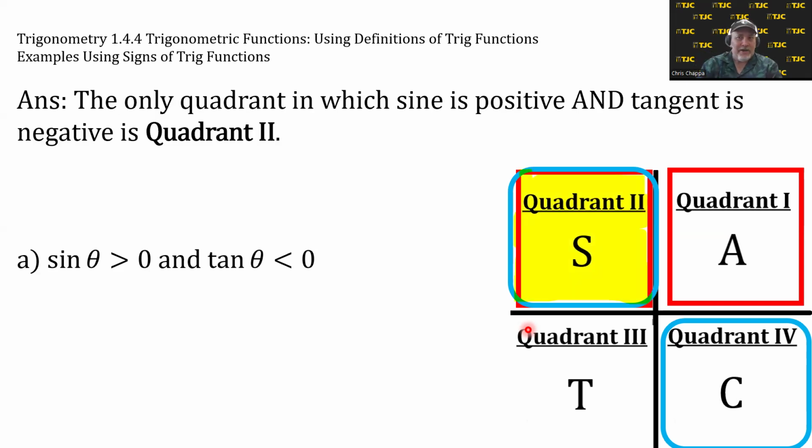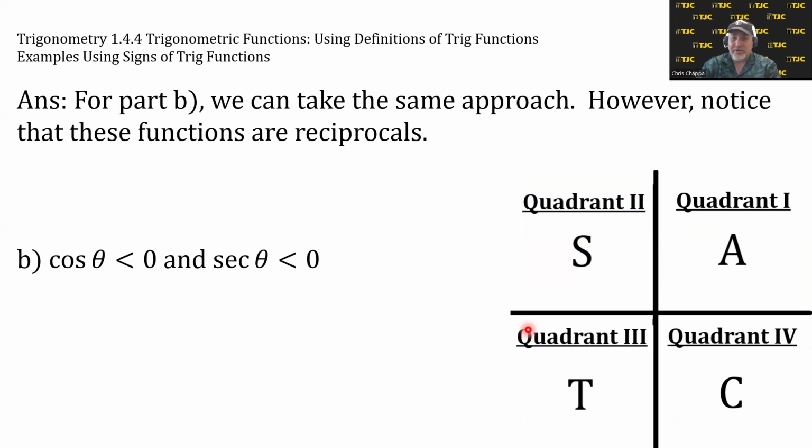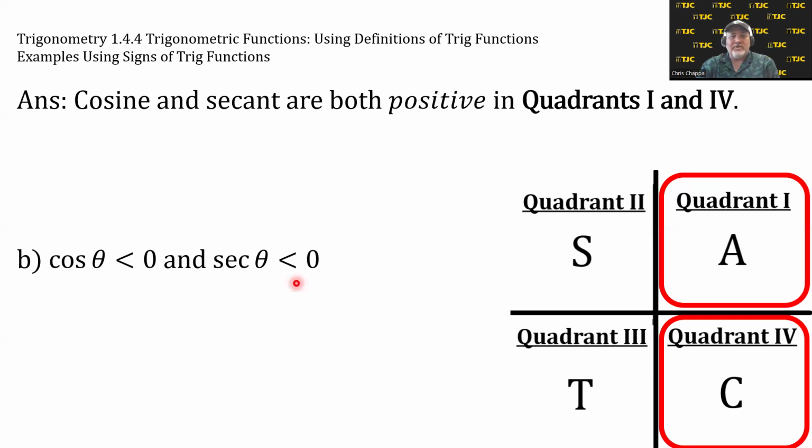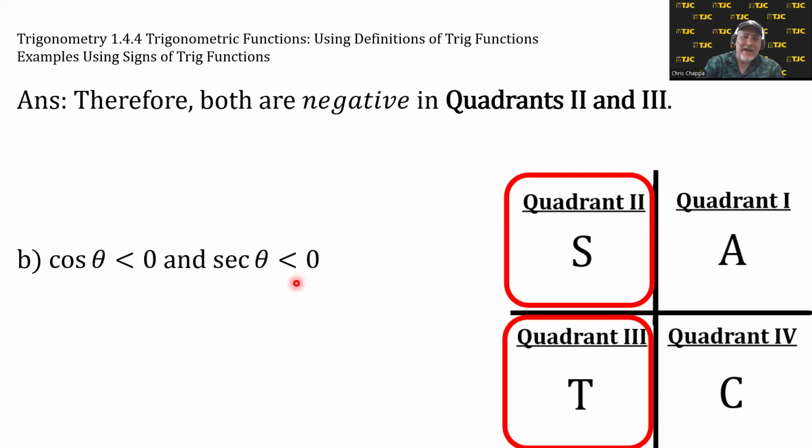So one inequality narrows it down to 2 quadrants, and then we can use the second inequality to select the desired quadrant, usually. For part B, we could take the same approach, but notice that cosine and secant are reciprocals. That means they always have the same sign, so we only need to focus on where cosine is negative. Well, cosine and secant are both positive in quadrants 1 and 4, which means that they are negative in quadrants 2 and 3. So cosine is negative and secant is negative in both quadrants 2 and 3.